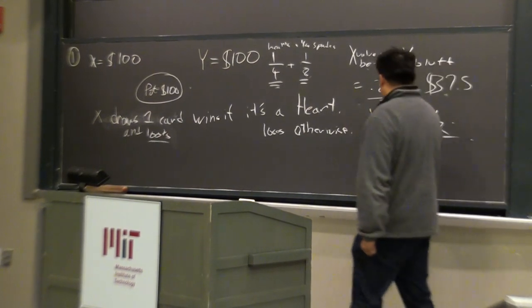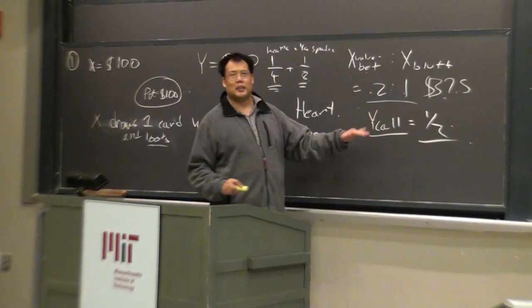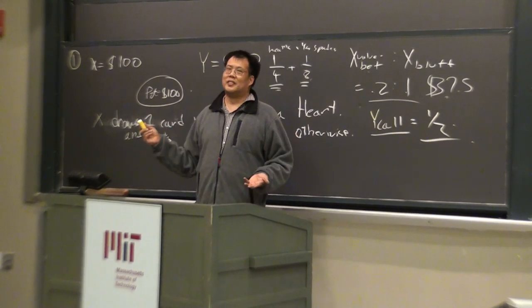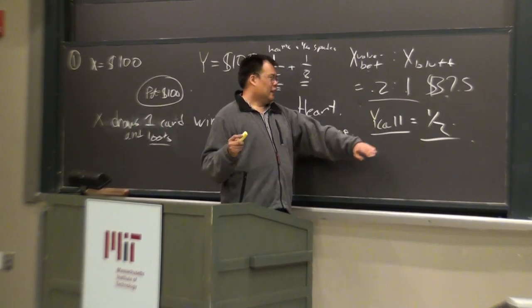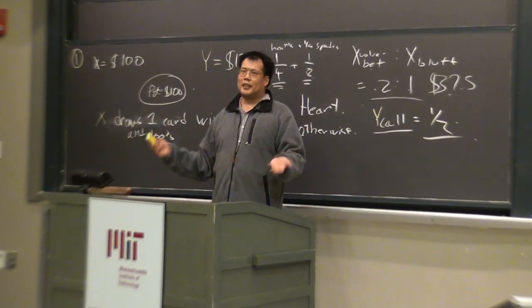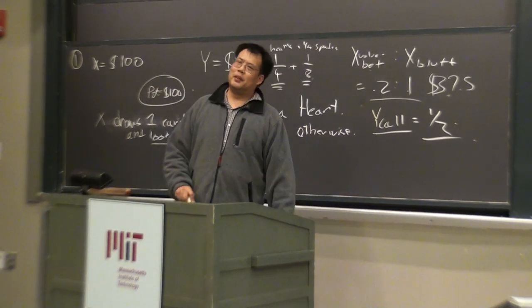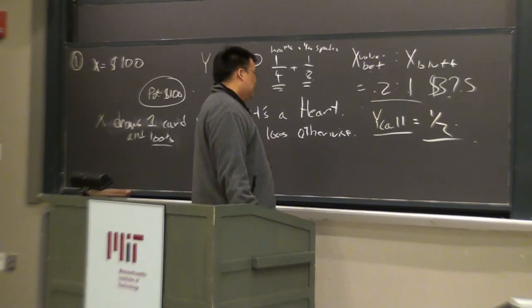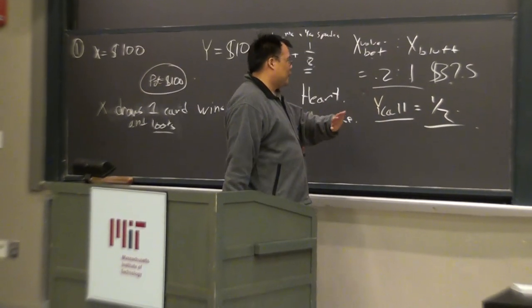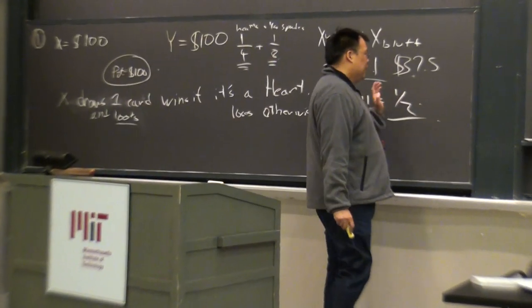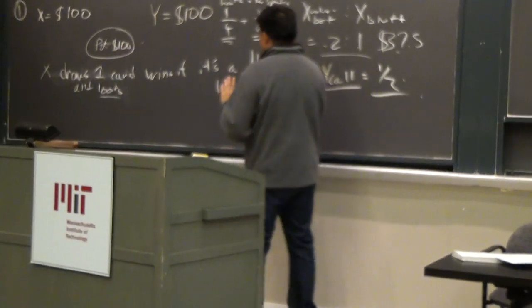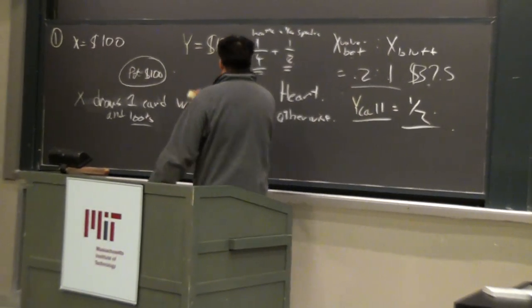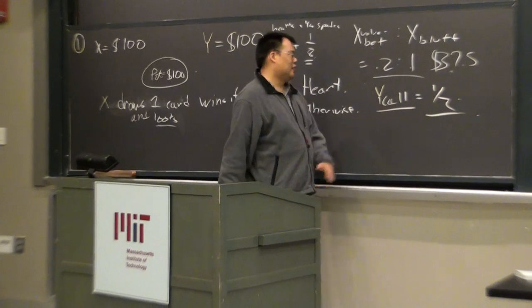Let's see if we can get, so another way of doing it is, if Y calls half the time, it doesn't matter whether X bluffs or not, right? Let's just check our math. If Y calls half the time, it doesn't matter whether X bluffs or not. So let's suppose X never bluffs. This is one of the plays that we know it's not optimal, but we know it'll return the same thing if Y calls half the time.